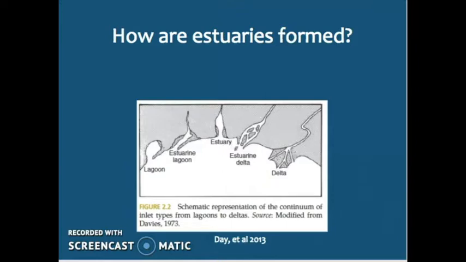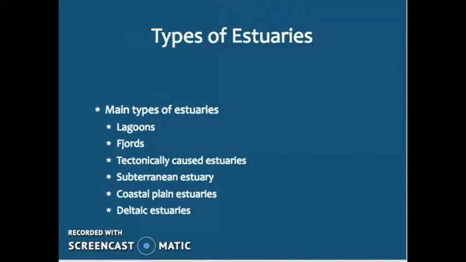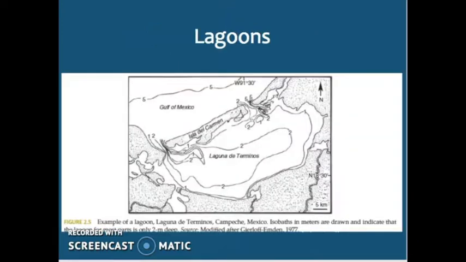So there's several different types of estuaries. We're only going to focus on a couple of them. We're going to focus on coastal plain estuaries for the most part, because that's what we have on the North Carolina coast. The first type is lagoons. Lagoons are protected by some sort of parallel bar of land to the water, to the coast, and they're usually pretty shallow and they're not drained well.